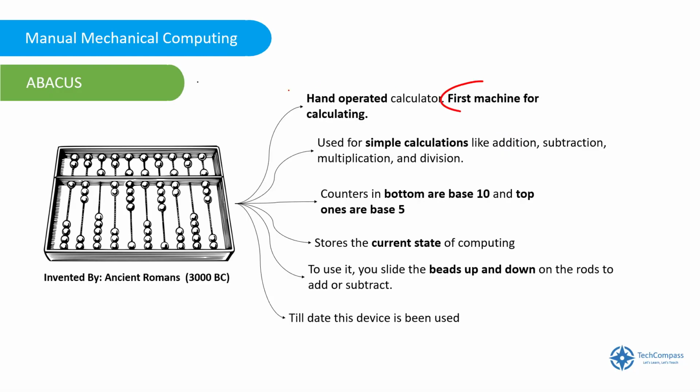Abacus. Everyone believes this is the first calculator used for simple calculations. What I wonder about in this device is the idea of coming up with base 10 and base 5, which helps us in considering bigger values for calculations. Also, I like the design of storing or keeping the current state of computing.